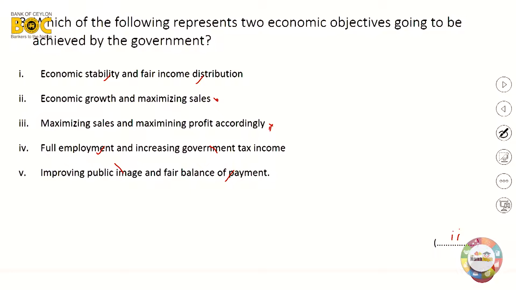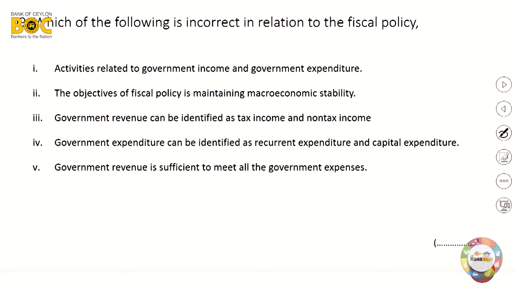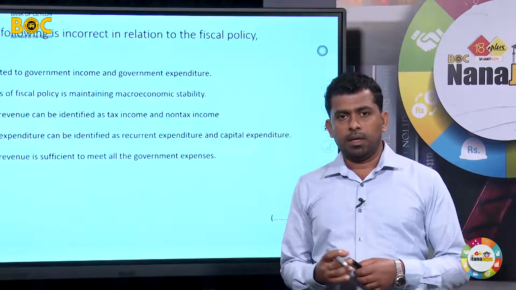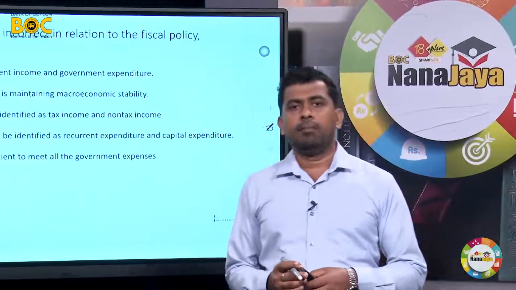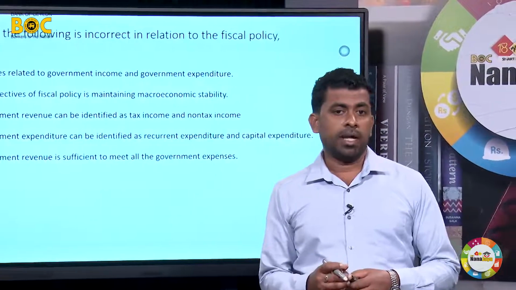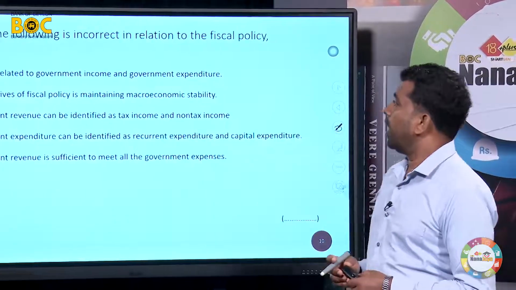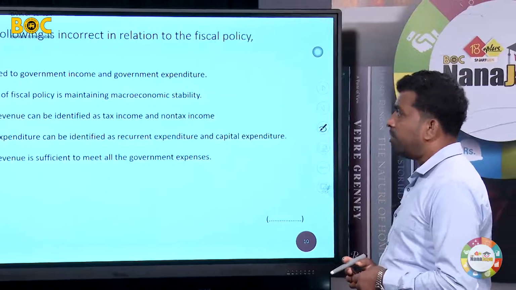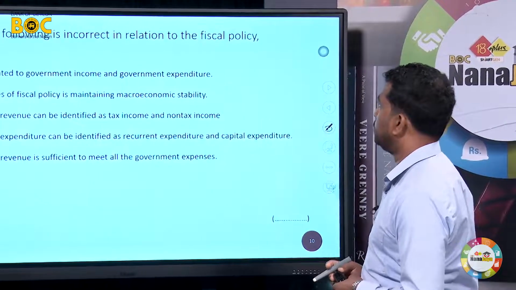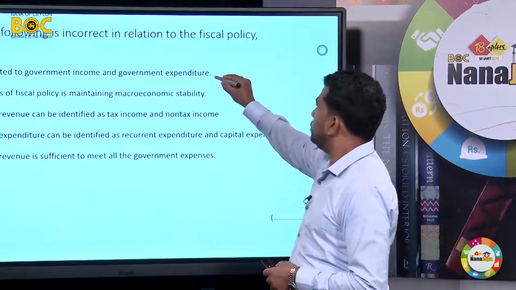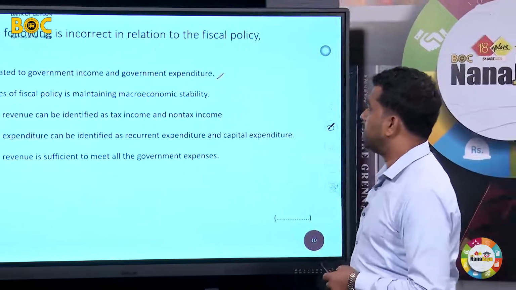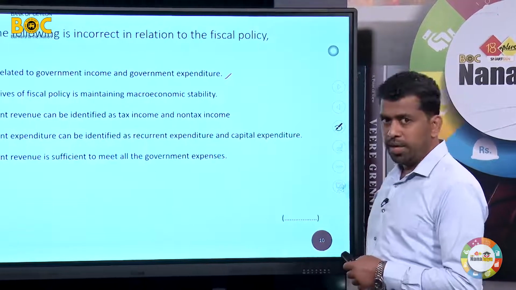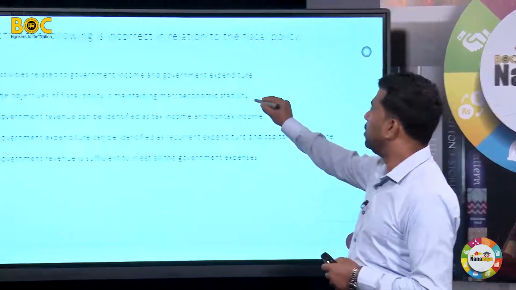Question number 9. Which of the following is incorrect in relation to the fiscal policy? Fiscal policy means the policy related to government income and expenditure, and it is also known as budget policy. Activities related to government income and government expenditure. The objective of fiscal policy is correct: maintaining macroeconomic stability. It is the objective of fiscal policy.